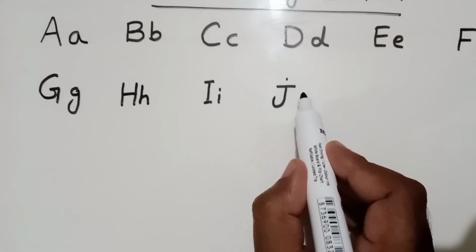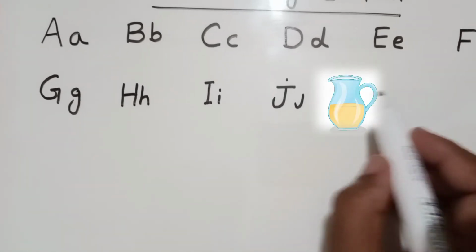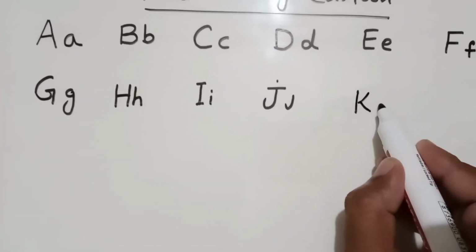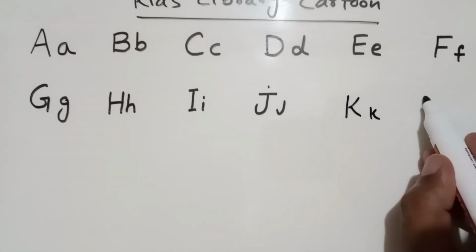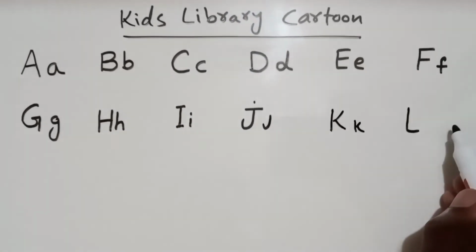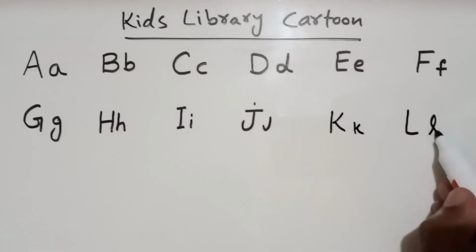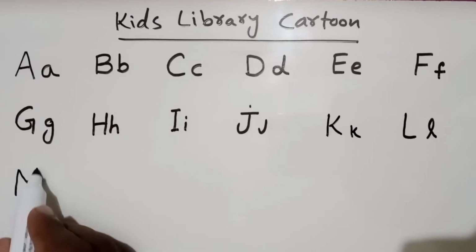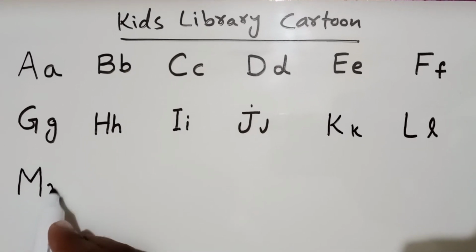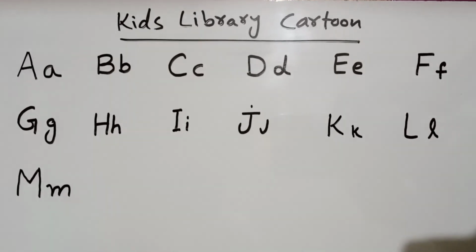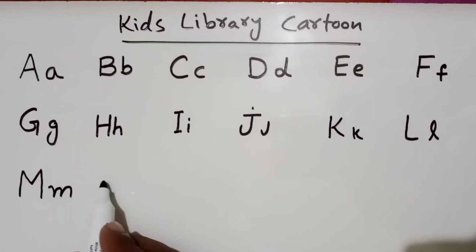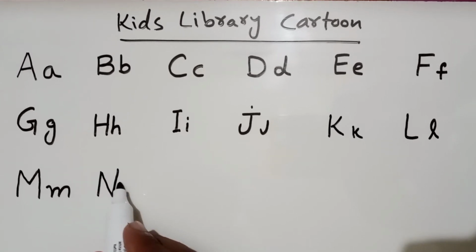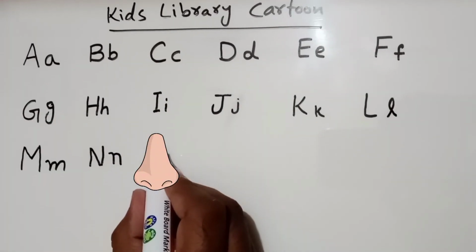J for jug. K for king. L for lemon. M for monkey. N for nose.